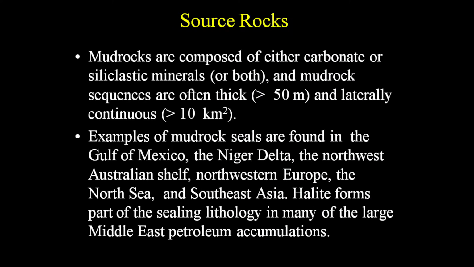Mud rocks are composed of either carbonate or siliciclastic minerals, or both, and mud rock sequences are often thick, or greater than 50 meters, and laterally continuous, or greater than 10 kilometers squared. Examples of mud rock seals are found in the Gulf of Mexico, the Niger Delta, the Northwest Australian Shelf, Northwestern Europe, the North Sea, and Southeast Asia. Halite forms part of the sealing lithology in many of the large Middle East petroleum accumulations.